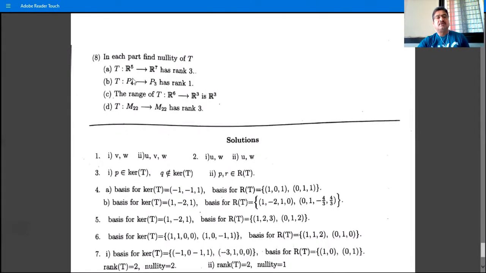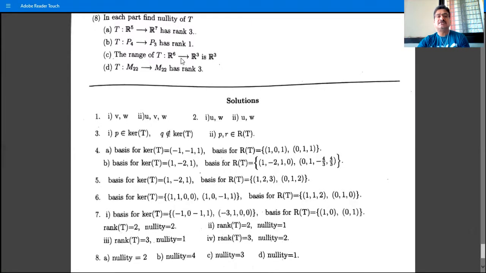It is not 4. Because P4, what is the standard basis for P4? 1, x, x square, x raised to 4. That is the set of all polynomials of degree less than or equal to 4. So what is the standard basis for P4? 1, x, x square, x cube, x raised to 4. These are 5 elements. So dimension of P4 is 5. And so for this example number 2, rank of T plus nullity of T is equal to dimension of P4, that is 5. And therefore nullity of T is equal to 5 minus rank of T. Rank of T is given 1. So answer of nullity of T is 4.